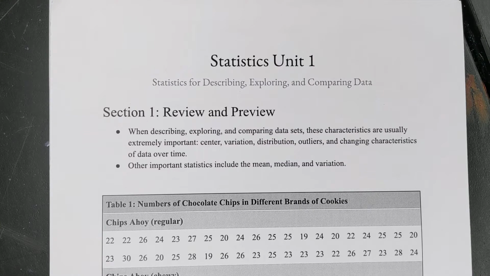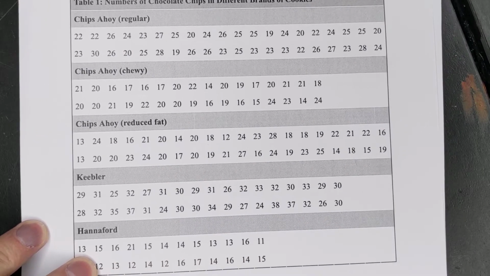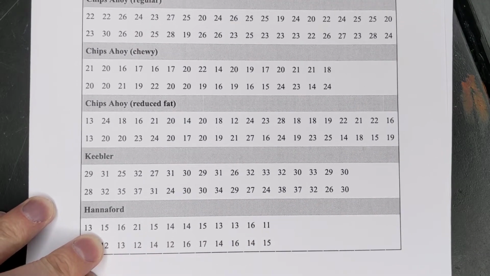So this one we've got describing, exploring, and comparing data sets. We're looking at center, variation, distribution, outliers, and changing characteristics of data over time. The other important things we'll talk about are mean, median, and variation. Down below, we've got this lovely table, which you can't quite get all in at once, but this table has some data sets that we'll use later on.